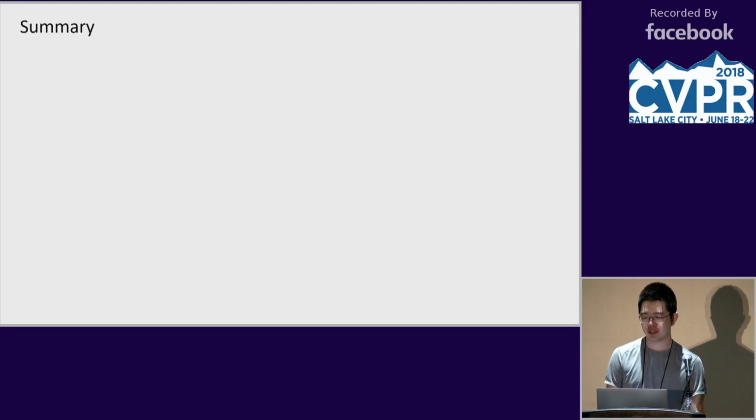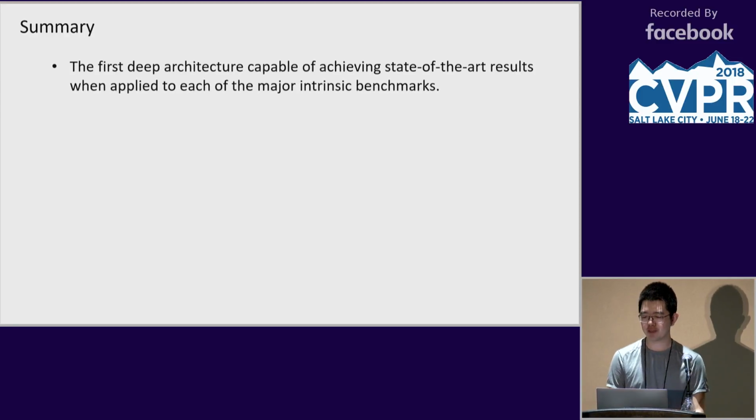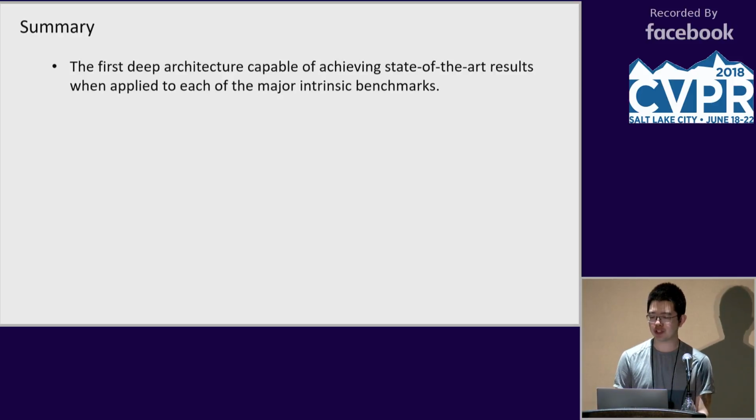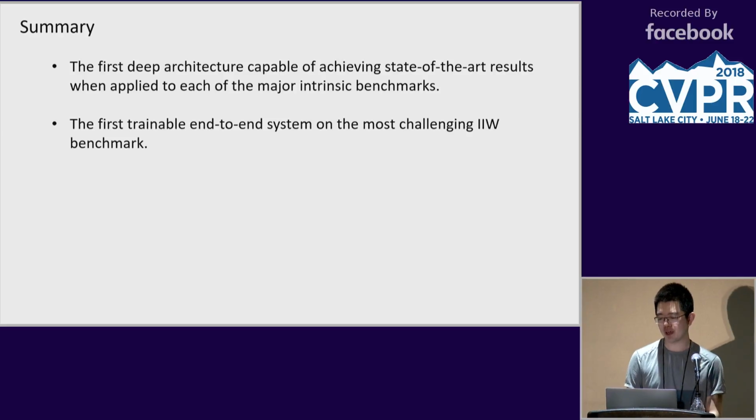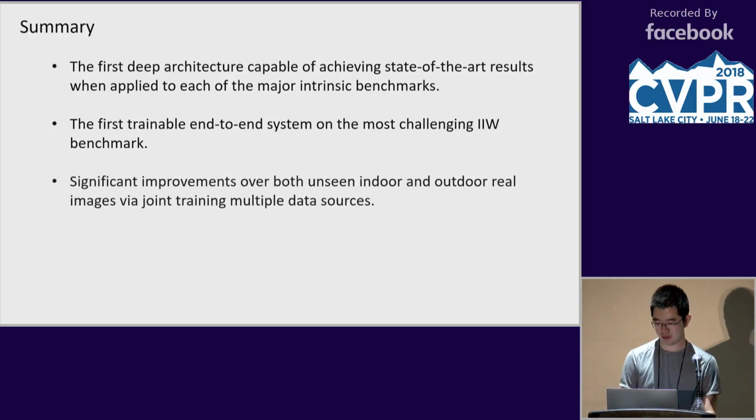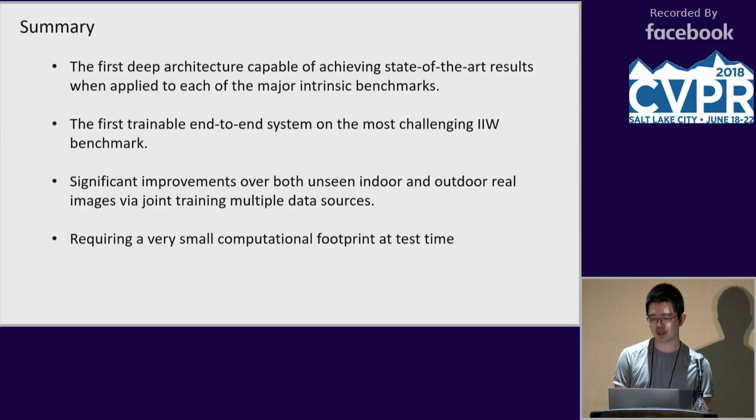To summarize, in this paper, we propose the first deep architecture capable of achieving state-of-the-art results when applied to each of the major intrinsic benchmarks. Moreover, our framework is also the first trainable end-to-end system on the most challenging IIW benchmark. We achieved significant improvement over both unseen indoor and outdoor real images, while jointly training multiple data sources. Compared to previous approaches, our method only requires a minimal computational footprint at test time.